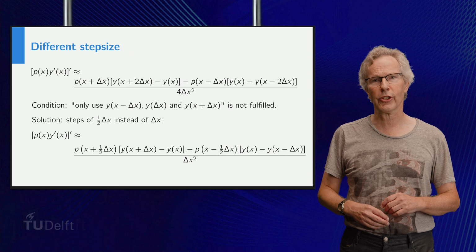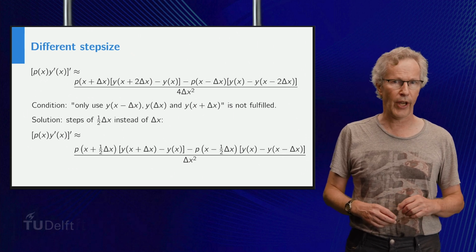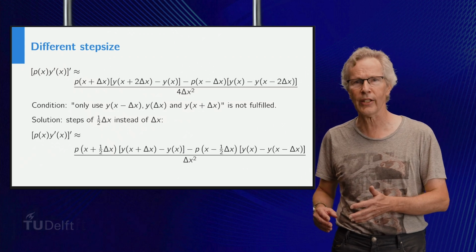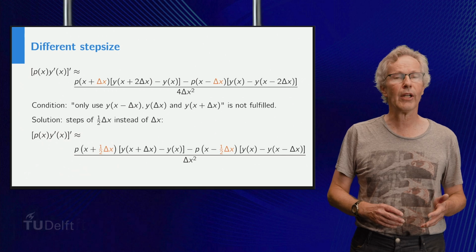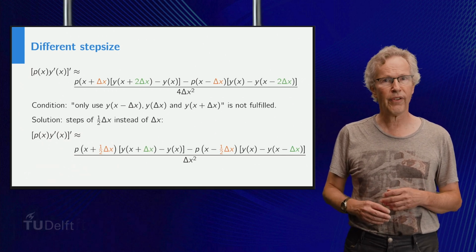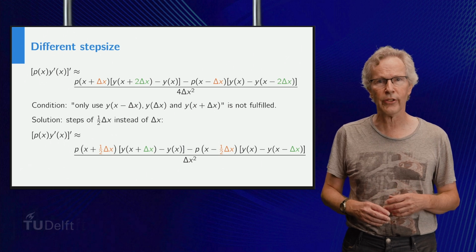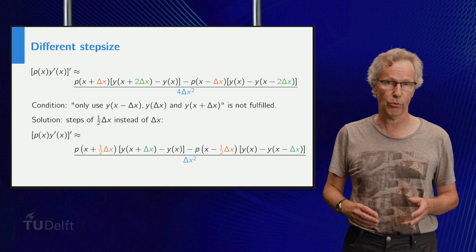The answer to this question is take steps of a half times delta x. Delta x becomes a half times delta x, which is shown in red, and 2 times delta x becomes delta x, which is shown in green. Finally, 4 times delta x squared becomes delta x squared, which is shown in blue.